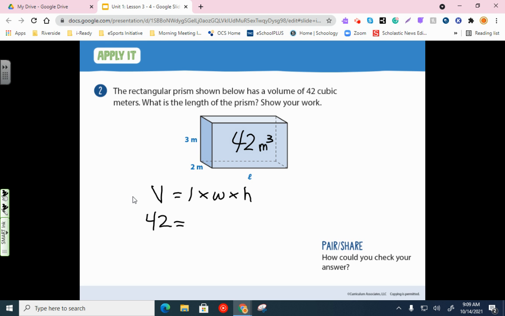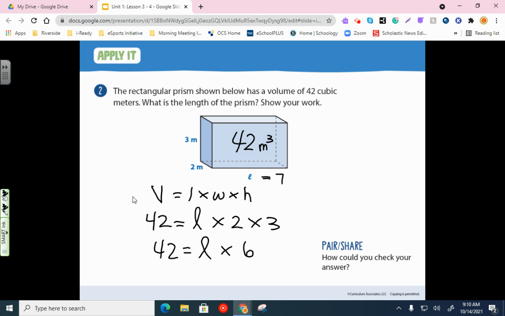We are missing the length, so we're just going to put a little fancy L there just like they did. But they gave us this 2 and this 3. And now we have 42 equals the length times 6. Now, there are ways we could find this answer, but we're just going to basically use logic and figure out what we would need to multiply by 6 to get 42. And as we're doing our reflex math, you know right away it's going to be a 7. So the length is going to be 7, and that will give us our final answer.